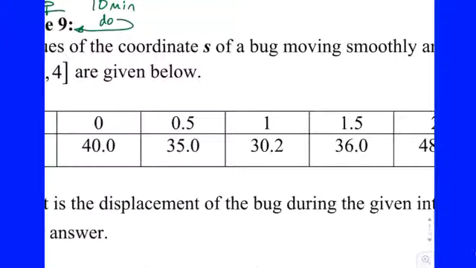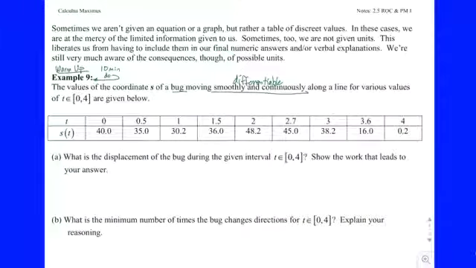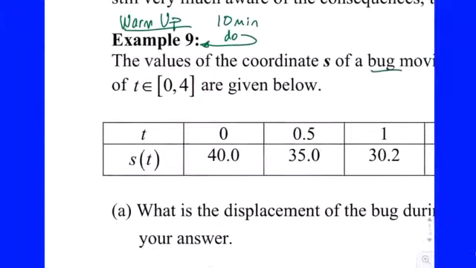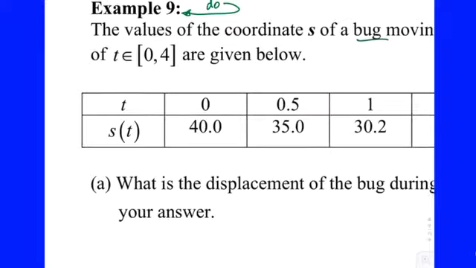So the values of a bug, that's a little more exciting than a particle. Moving smoothly and continuously, that kind of implies that it's what? Differentiable. Yeah, differentiable. Now, most of the time, it'll say that it's a differentiable function instead of saying it's smooth and continuous. For various values from 0 to 4, so there's no units, so we can kind of maybe assume they're seconds if that helps you, or maybe the bug moves slowly and they're hours, whatever you want. But these are the positions or velocities.